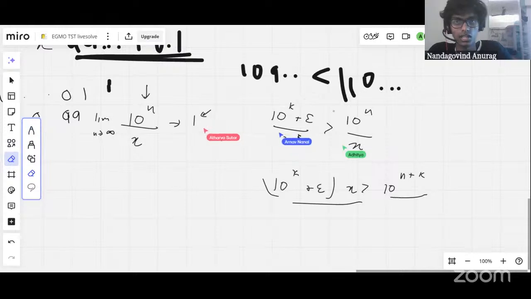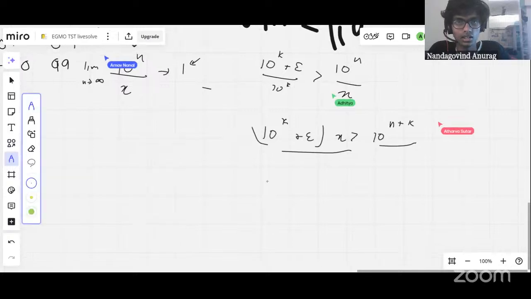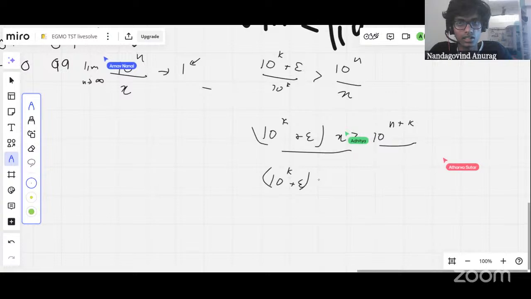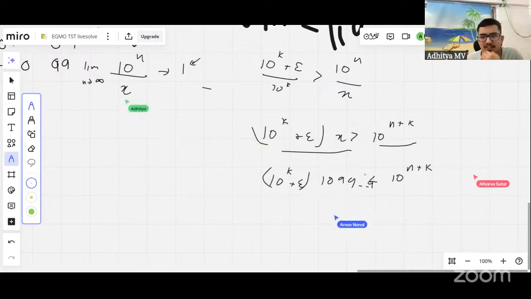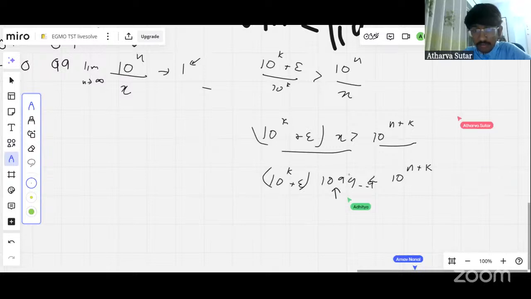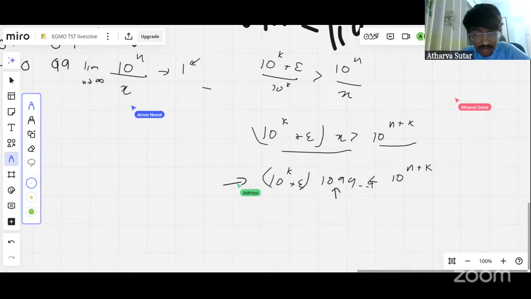So this will be an n plus k digit number, and we also need to simultaneously verify that 10 power k plus epsilon times the 10999 thing is less than 10 power n plus k, which should surely be true. Why is that true? If it's not true, we can just add a few zeros over here to make it true. We can do this by adding sufficient nines and zeros, and then compare.